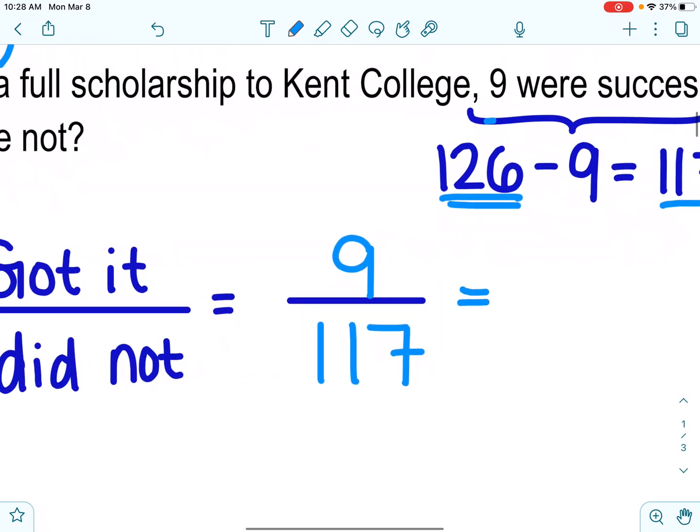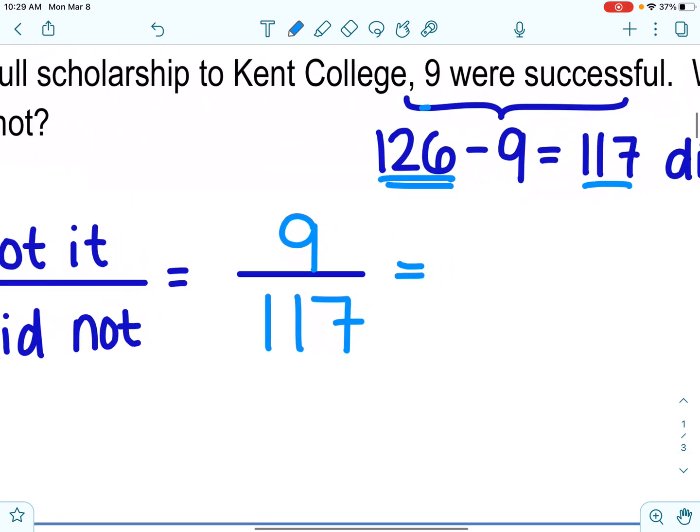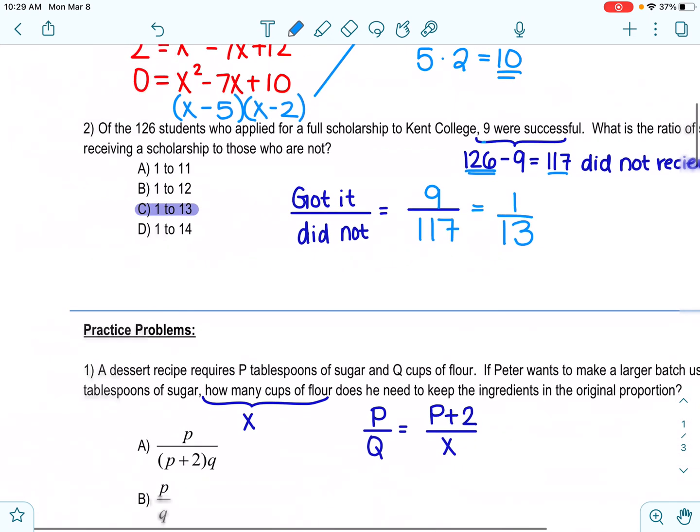First of all, I like to write it as a fraction, okay? So students who got it go on top because that's what came first, and who did not go on the bottom. Let's reduce this. Both 9 and 117 are divisible by 9, so you get 1 over 13. And then to write that as a ratio, we're gonna write 1 to 13.